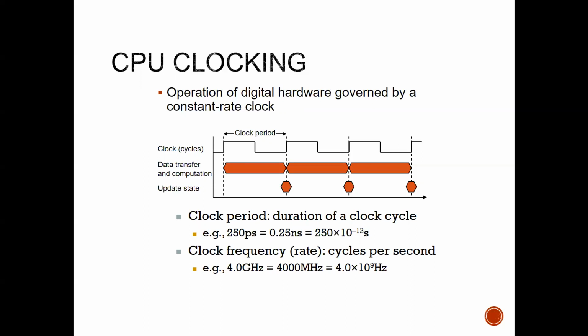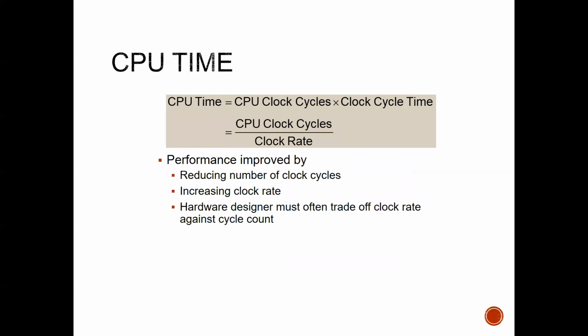Clock frequency or rate is cycles per second. For example, we have 4 gigahertz, which means 4 times 1000 megahertz, or equal to 4.0 times 10 to the 9 hertz, if we want to find it in hertz. CPU time equals CPU clock cycles times clock cycle time, which equals CPU clock cycles divided by clock rate. Performance is improved by reducing the number of clock cycles or increasing the clock rate. Hardware designers must often trade off clock rate against cycle count.